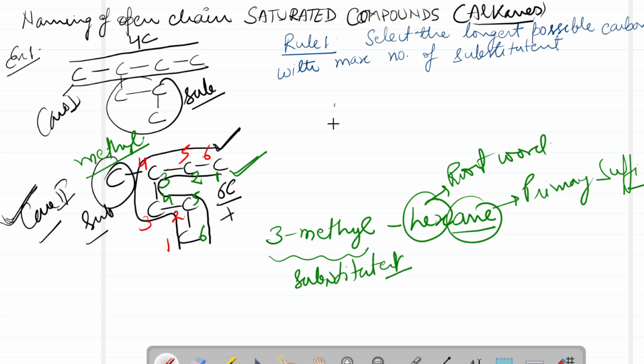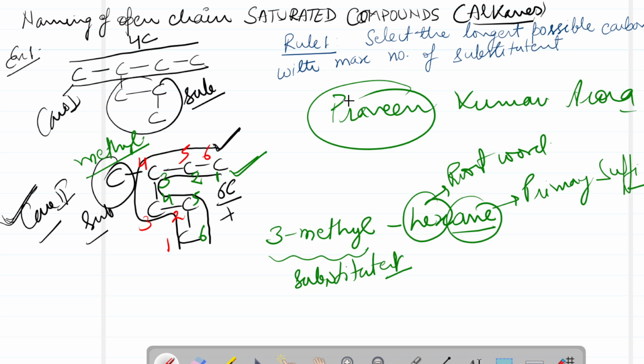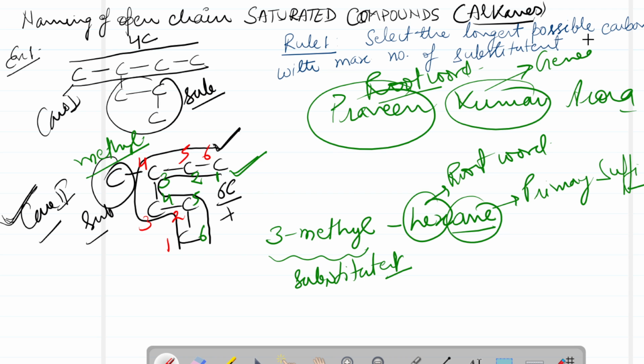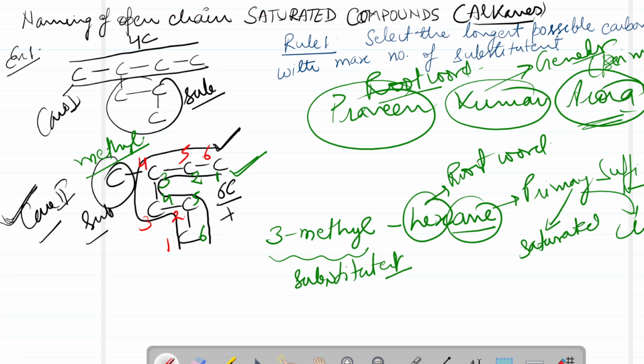I am again taking the analogy, for example, Praveen Kumar Arora, right? Praveen is the root word. My name indicates my gender. In the organic compound, the primary suffix comes just immediately after the root word, like my name. Primary suffix indicates gender; in organic compounds, it indicates whether the compound is saturated or unsaturated, right? Then there is the secondary suffix. It indicates my caste, whether I am Punjabi, whether I am Brahman, like that. Clear?